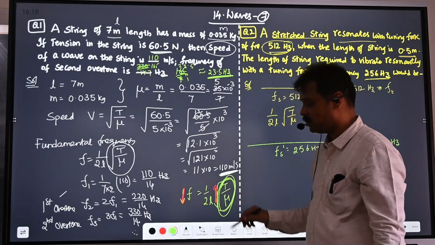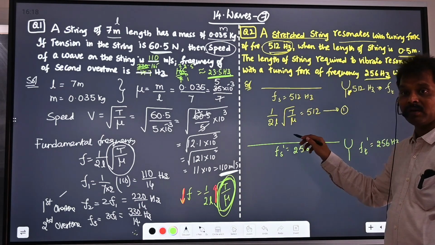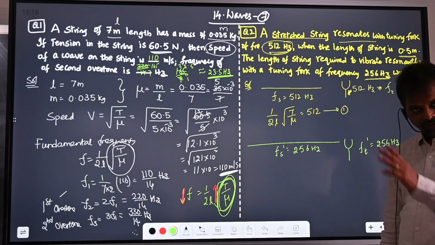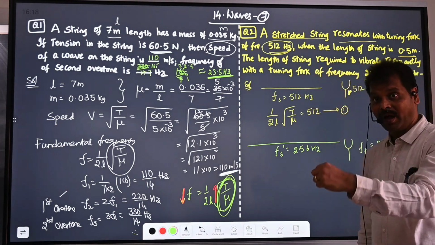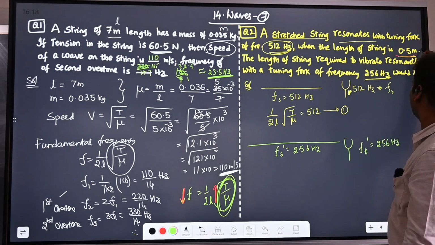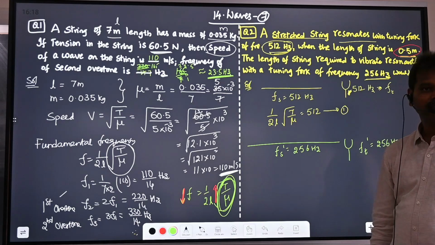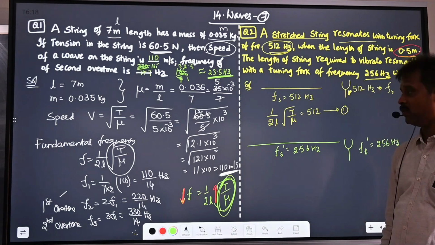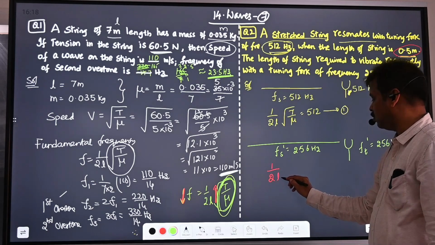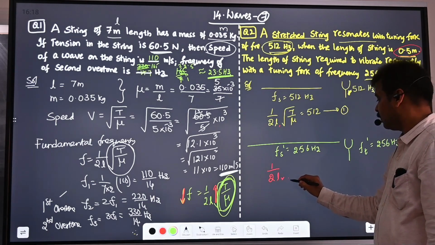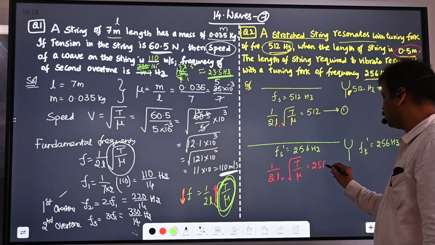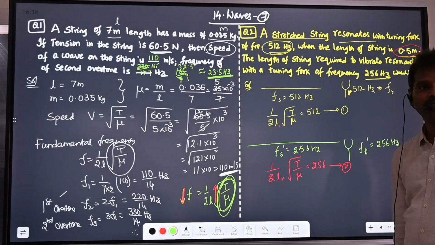So frequency reduced means length increases. That's why, see the diagram, I have drawn a bigger line here. Length must be more. By checking the options, if one of the options is more than this 0.5, that is your answer. But here options are not there, we have to solve this problem. Now I write 1 by 2L2 root T by mu is equal to 256, equation 2.